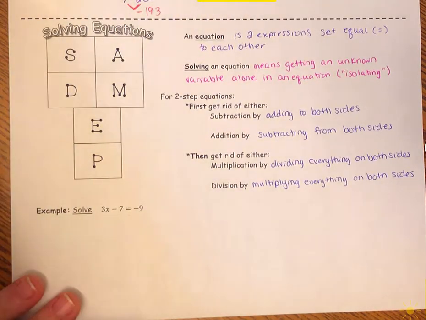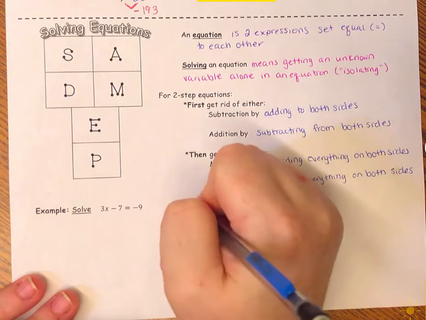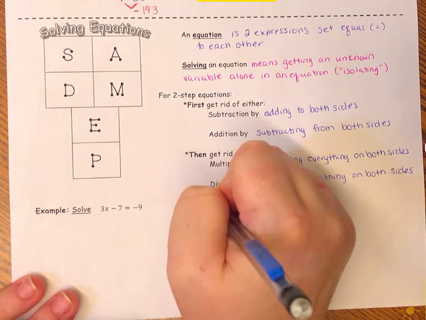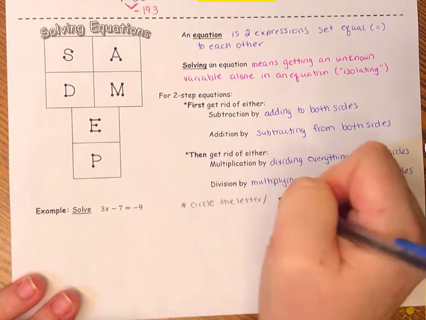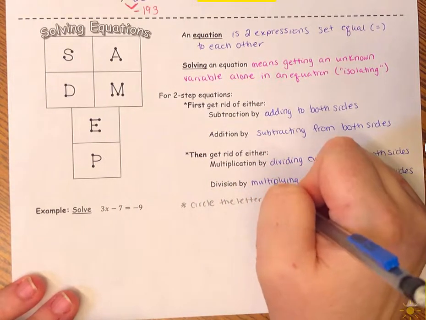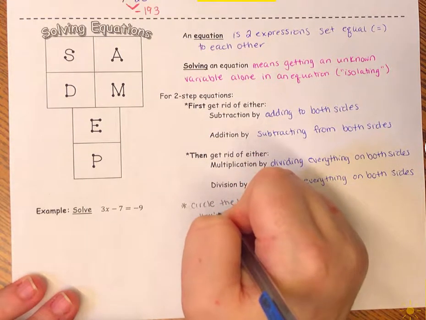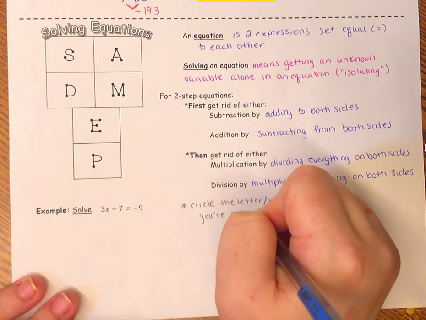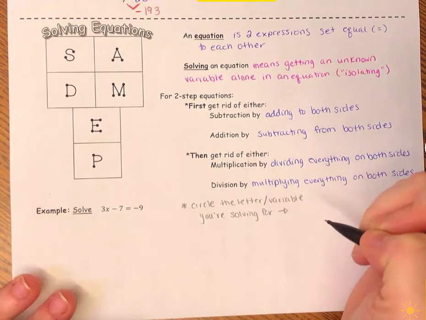So what I'm actually going to do first, I'm going to make a little note over here because this is something that can help us. We're going to circle the letter, or the variable, that we're solving for. The reason we do this is so that we know that this is what we're solving for.